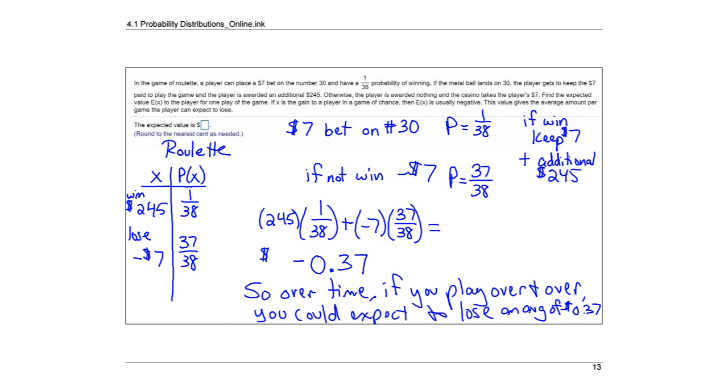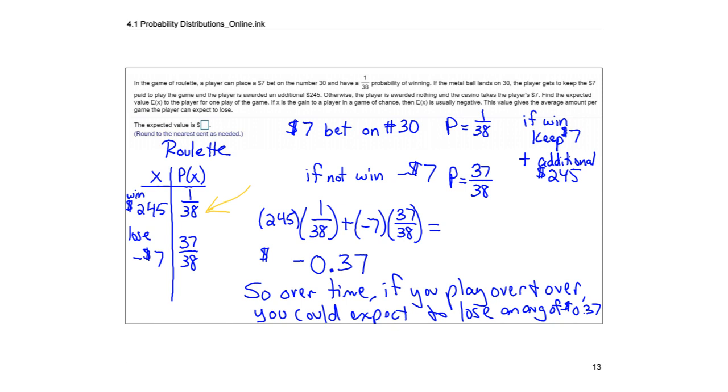Find the expected value. Okay, so we have 2 things going on. Either they bet the $7 on number 30 and it really is number 30. So in that case, they are going to win $245 because they get their $7 back, but they only have a 1 in 38 chance of that happening, right? Because there's 38 slots on this game of roulette, and so there's only 1 chance of it landing on 30 out of the 38 slots.